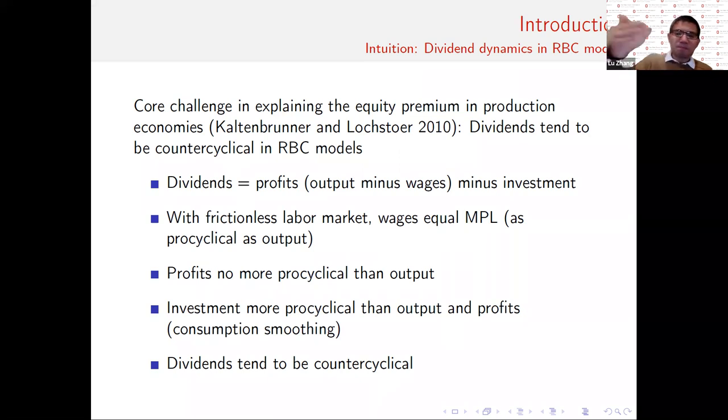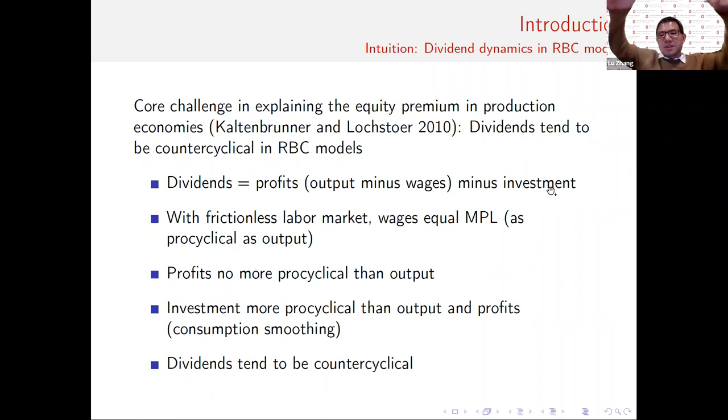So that's why investment is more procyclical than output. However, back in the first bullet point, investment enters dividends with a negative sign. So you have profits that are as procyclical as output, and the investment is more procyclical than output. As a result, dividends have a strong force to be dragged towards countercyclical. In other words, dividends tend to be countercyclical.